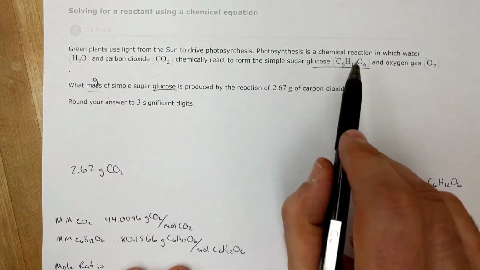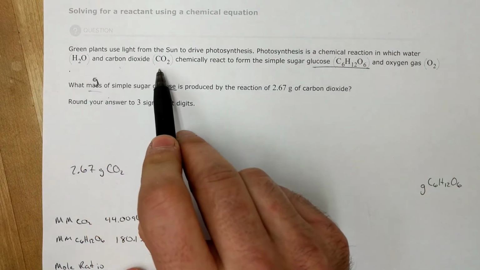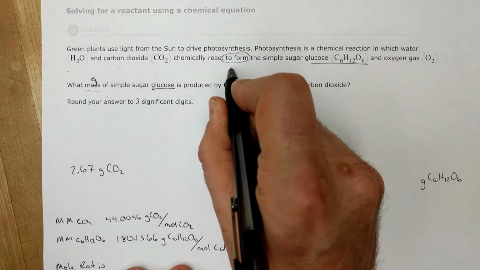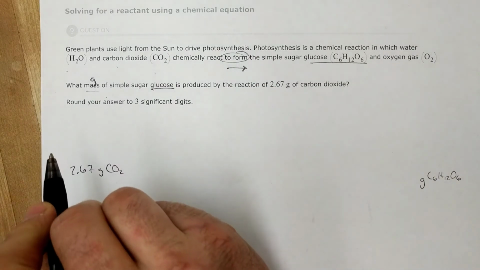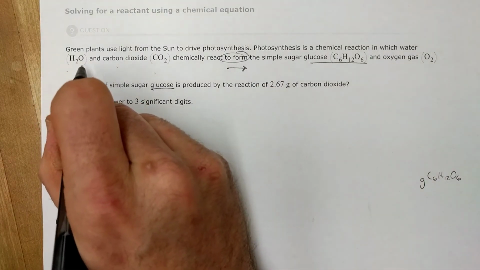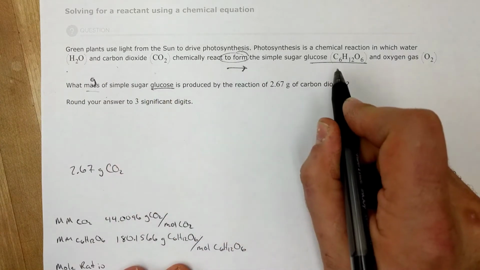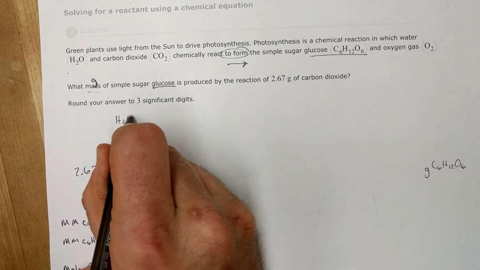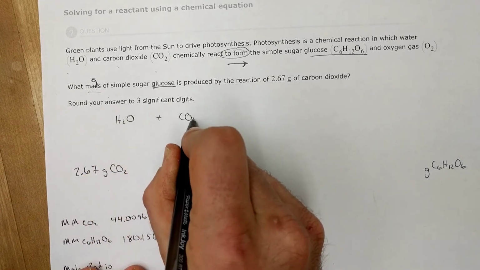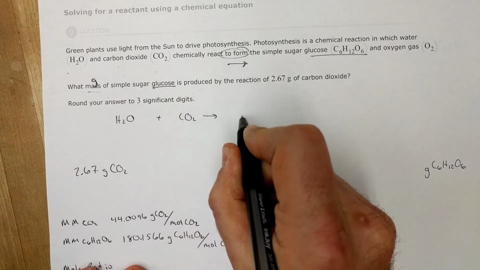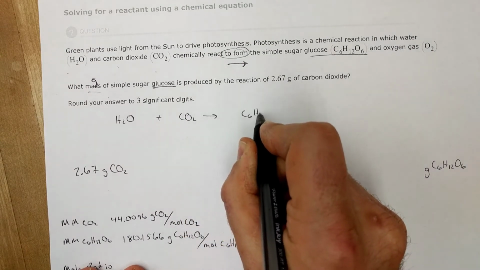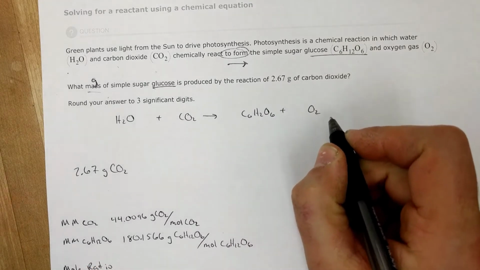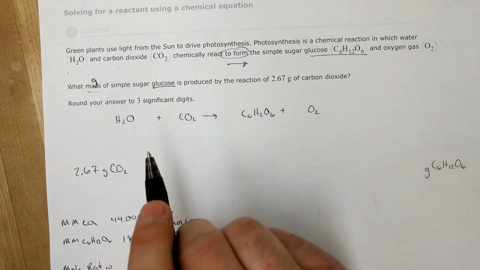They say that the reaction has water and carbon dioxide reacting to form. Whenever you see the words to form or to produce, that means that's where the arrow is going to go in our chemical equation. So this plus this react to form this plus this. So we can go ahead and write that in. H2O plus CO2 react to form C6H12O6 and O2.